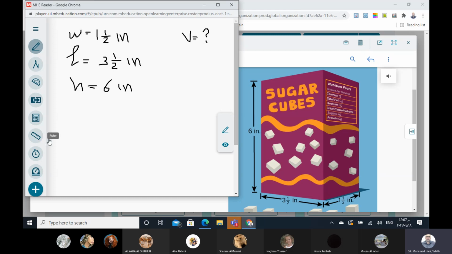Check with me, please. The first step to find the volume, write the formula V equals length times W times the height. Substitution: V equals the length, 3 and 1 over 2. We can write it as a fraction or as a decimal. As a fraction, 3 times 2, 6. 6 plus 1, 7 over 2. 7 over 2 means 3.5 inches.